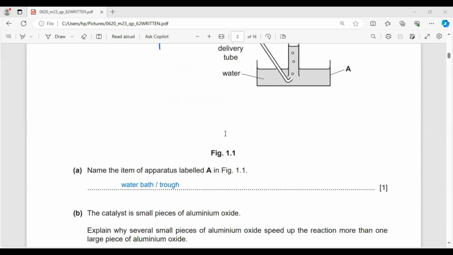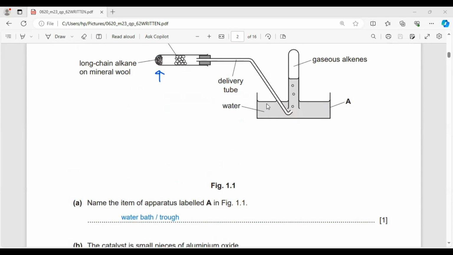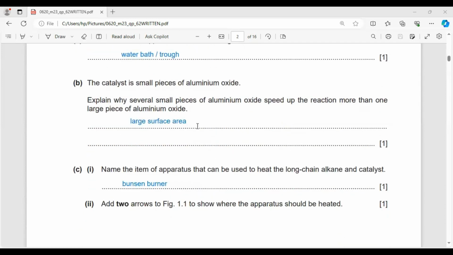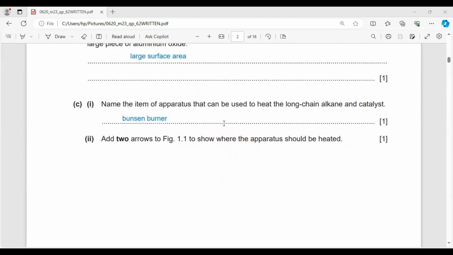Name the term of apparatus labeled A. So this is known as a water bath or also known as a trough. The catalyst is small pieces of aluminium oxide. Explain why several small pieces of aluminium oxide speed up the reaction more than one large piece of aluminium oxide. So when there are small pieces of aluminium oxide, it will increase the surface area and help in the increase in rate of reaction or speed of reaction.